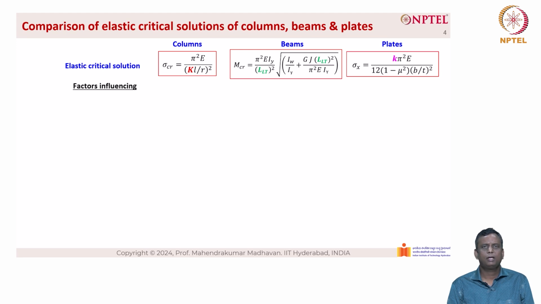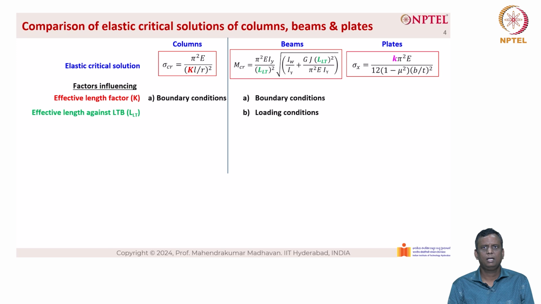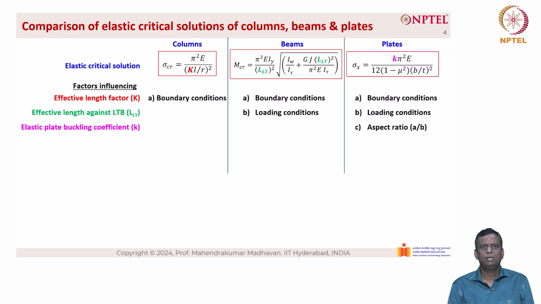The following are the factors that influence the elastic critical solution. For columns, it is the effective length factor, and it depends on the boundary conditions. For beams, it is the effective length against lateral torsional buckling, also known as L_LT, and it depends on boundary conditions as well as the loading conditions. For plates, it depends upon the elastic plate buckling coefficient, which is a function of the boundary condition, loading condition as well as the aspect ratio of the plate defined as a by b.